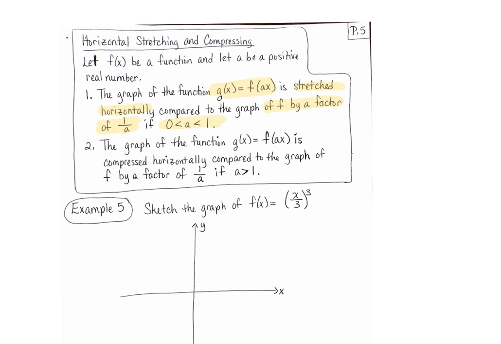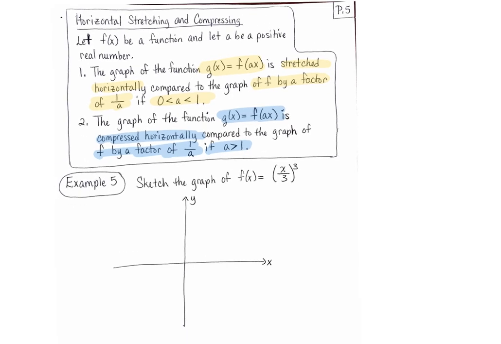The graph of the function g of x equals f of a times x is compressed horizontally compared to the graph of f by a factor of 1 over a if a is greater than 1. So let's look at an example.